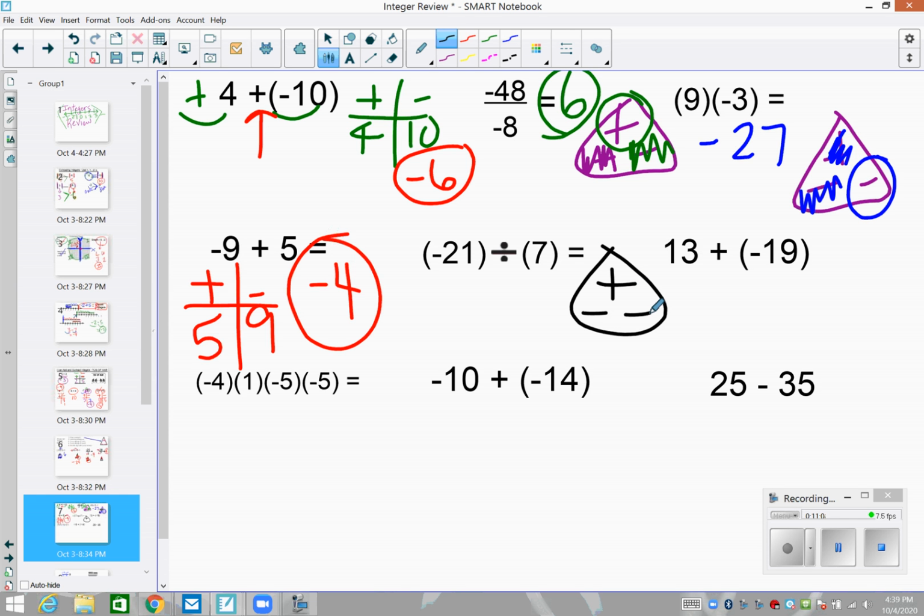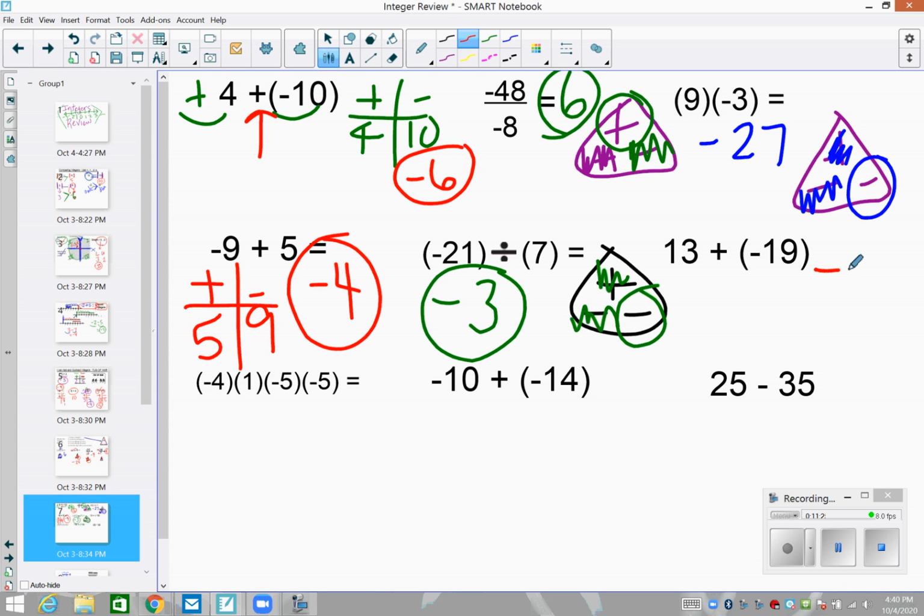Because remember, when we add, subtract, we tug of war. When we multiply, divide, we triangle. So we have a negative 21 and a positive 7. The result of that is negative 3. Cool. Hopefully you got that one.